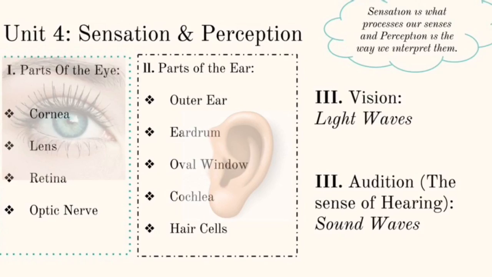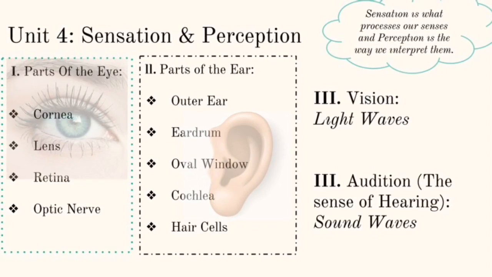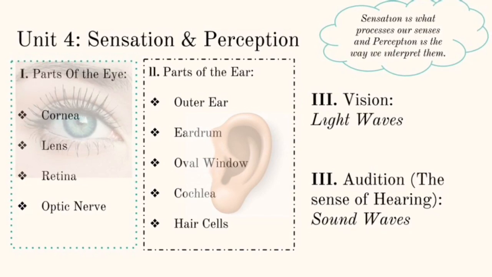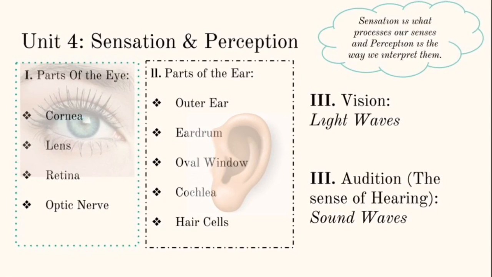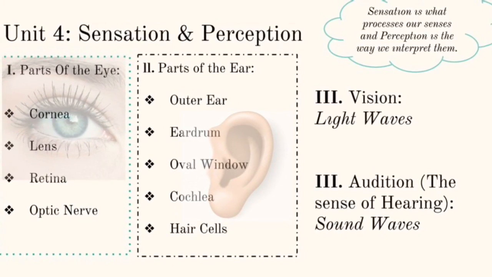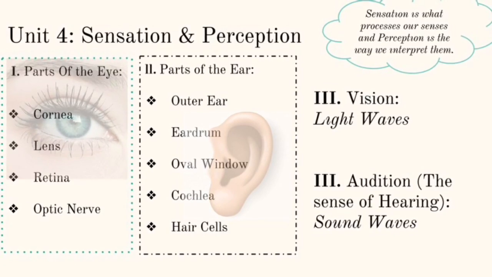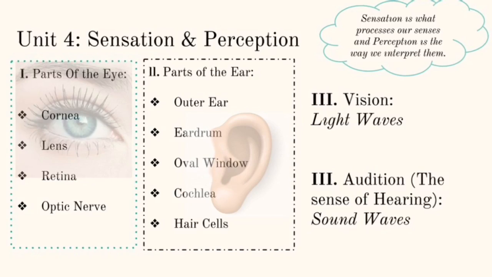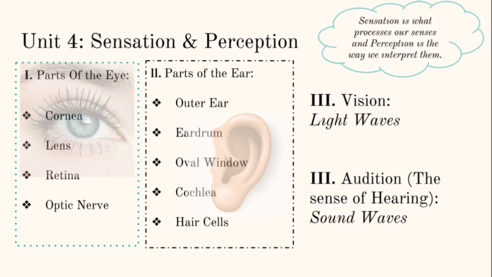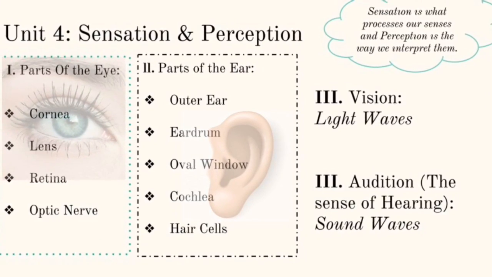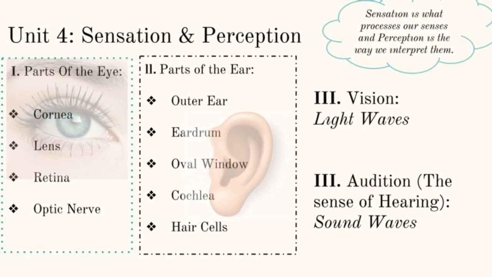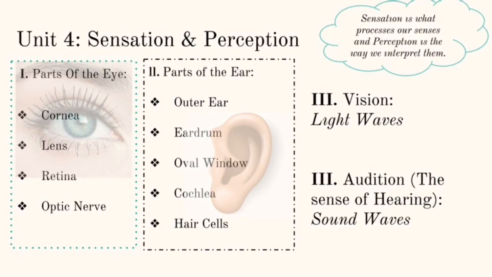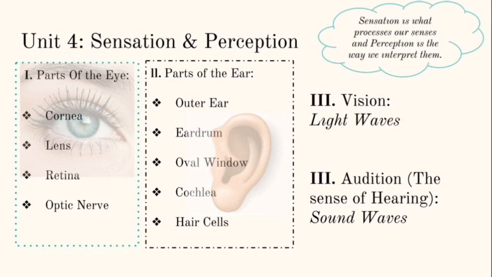Unit 4 is Sensation and Perception. There are different parts of the eye: the cornea, lens, retina, and optic nerve. There are also different parts of the ear: the outer ear, eardrum, oval window, cochlea, hair, and hair cells. For vision, light waves enter through the eye, and for audition, sound waves enter through the ear. Sound waves are vibrations that stimulate the auditory receptors. Sound waves can have different amplitude and frequency. Amplitude is the height of the wave, and frequency is the length of the wave.